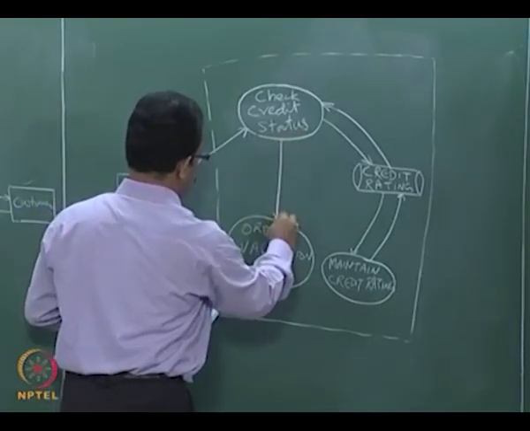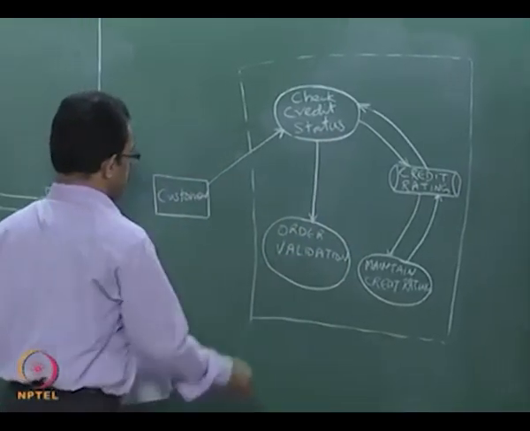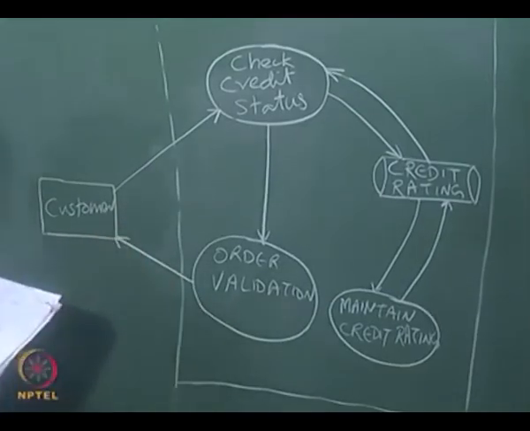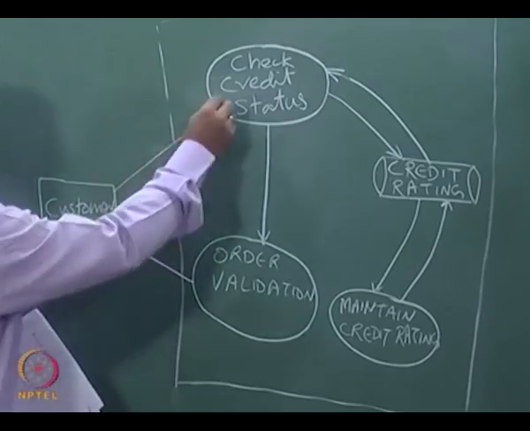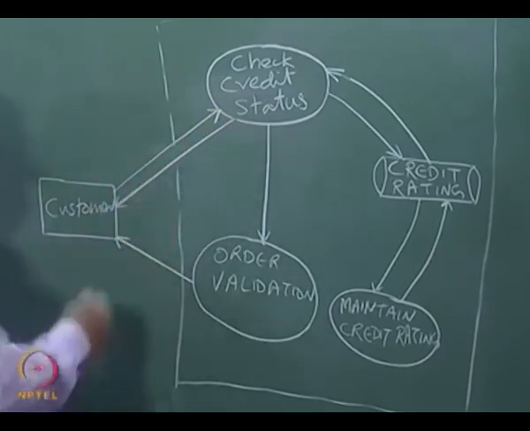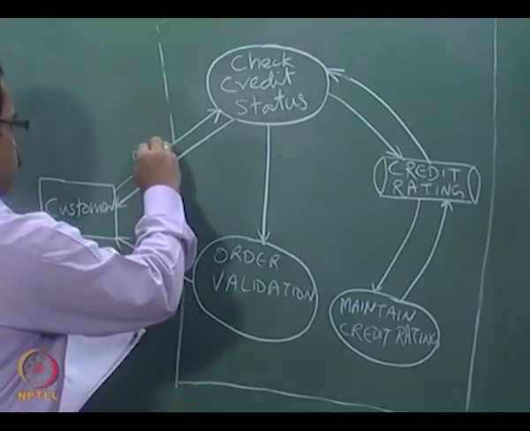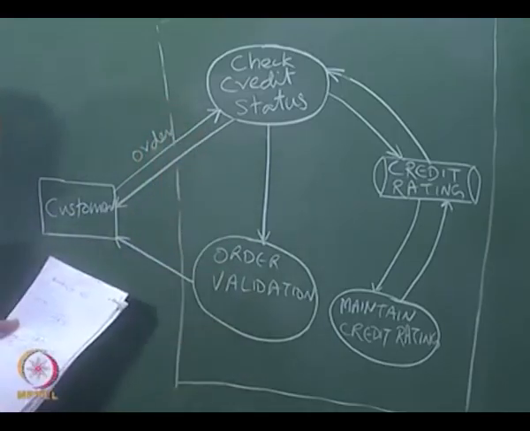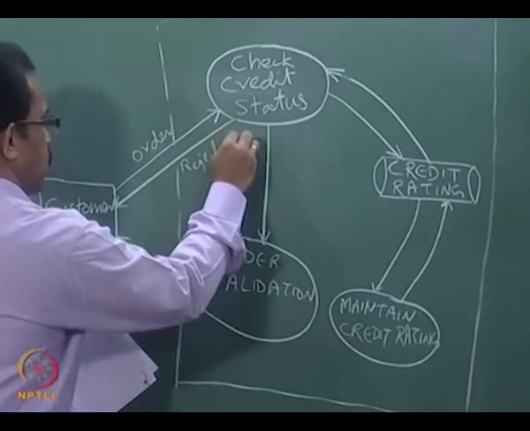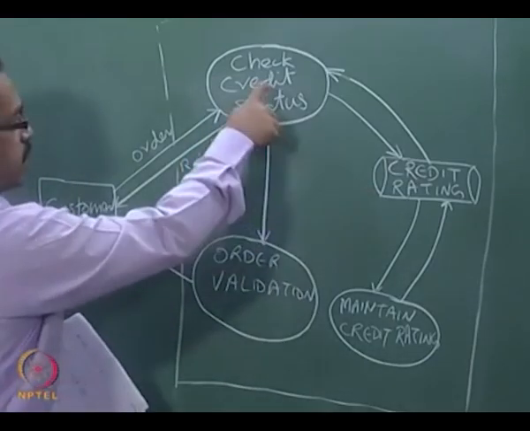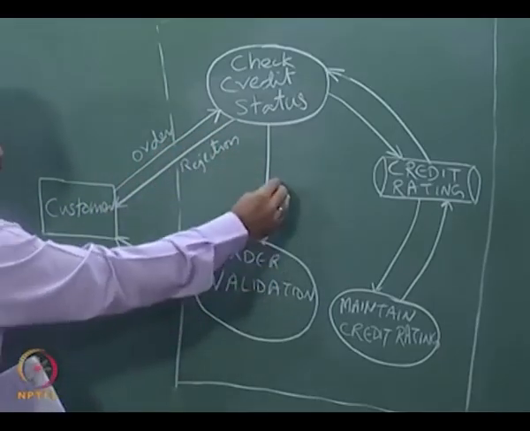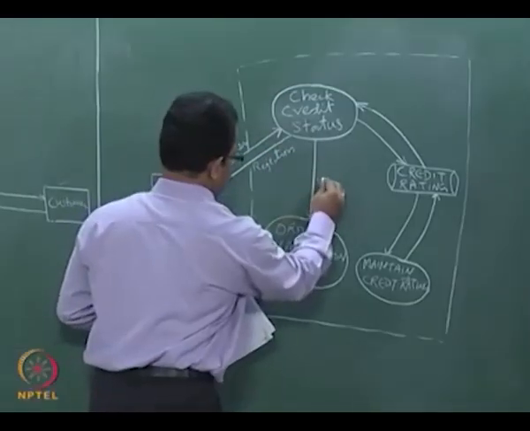So validate the order. If the order is validated, then this will be providing the service to the customer. So this is again a flow. Or you can have a reject order based on the validation. So we are placing an order here, and then this can be the rejection. Based on the credit rating and the checking of the credit status, the order will be rejected or accepted. If it is accepted, it will be validated here. So it is validation of the order.